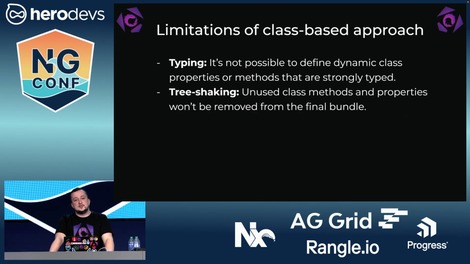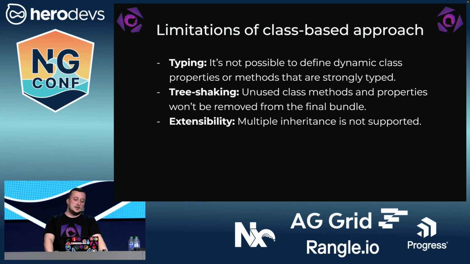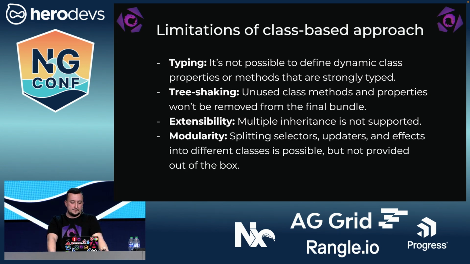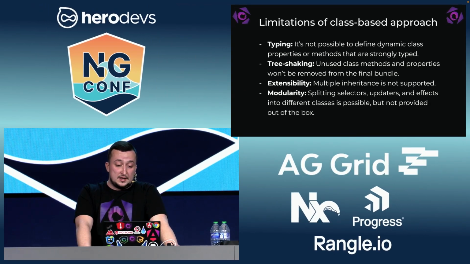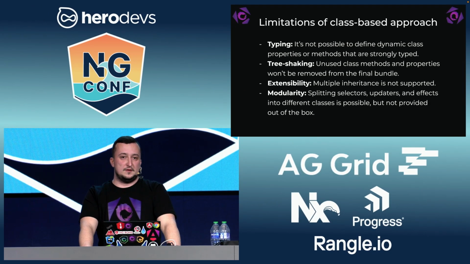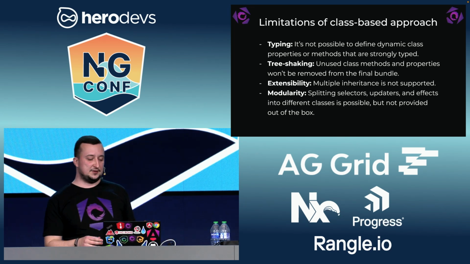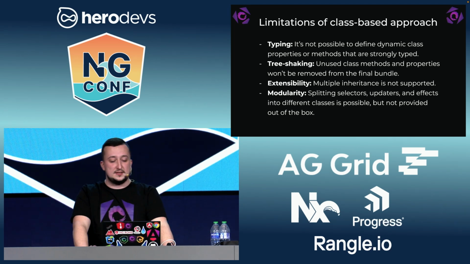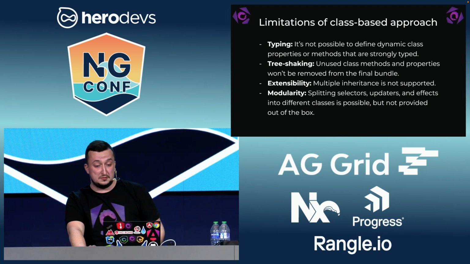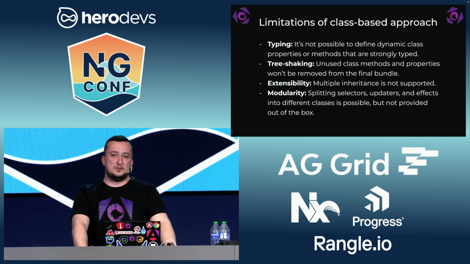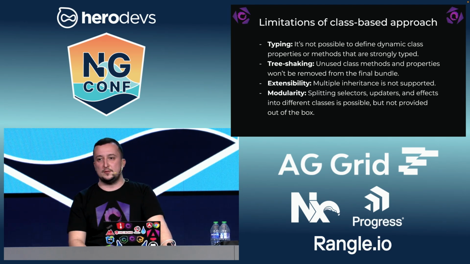The second limitation is tree shaking. So unused class methods and properties won't be removed from the final bundle. The third one is extensibility, because multiple inheritance in JavaScript is not supported. I mean, we can do it, but it's not provided by default. Also modularity. So in case of component store, if we want to scale it, splitting selectors, updaters, and effects into different classes is possible, but it's not provided out of the box, and we will not get that good development experience.